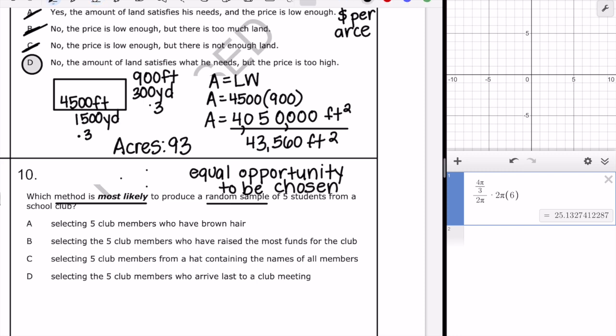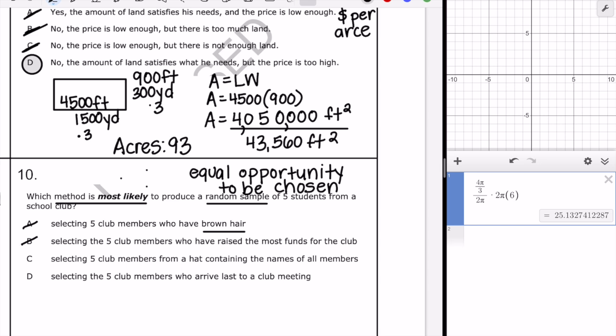So if I say that we're selecting 5 club members who have brown hair, well, that means that not everybody is equal here. So what happens to the people with blonde hair or people with red hair? Not everybody has equal opportunity. That is not random. We are actually putting a stipulation on that. Then B says the 5 club members who have raised the most funds for the club. That's still technically not random, because we don't know why these people were able to raise that much. So this is not random and not an equal opportunity. We're giving it to the people that did the most.